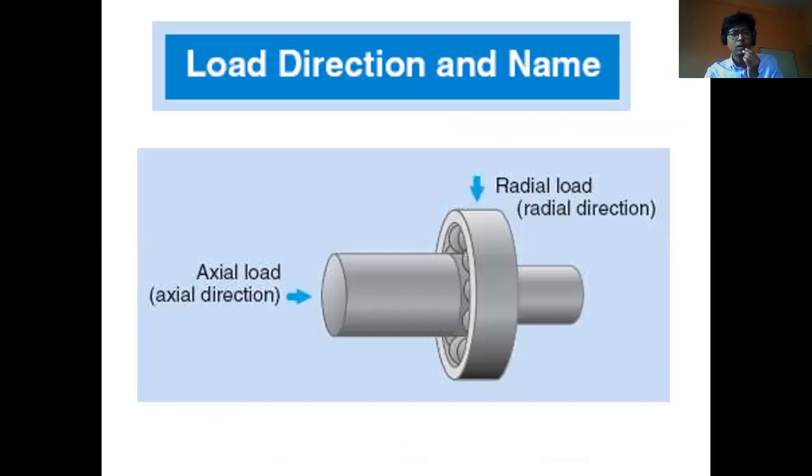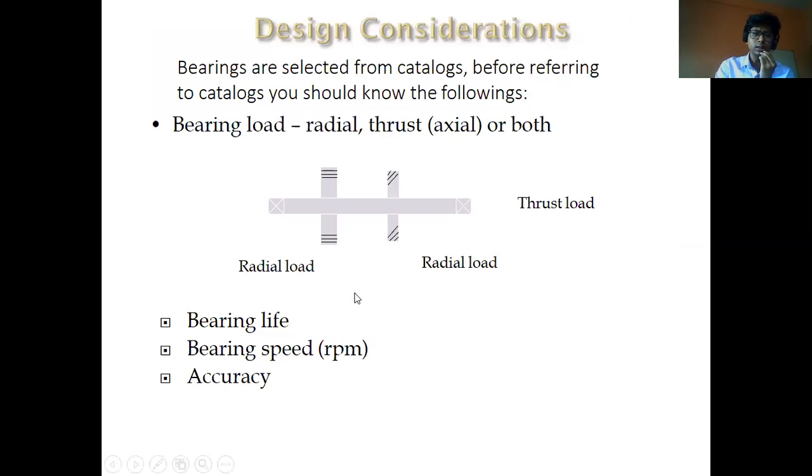Okay, now let's talk about load conditions. As I said, there are mainly two kinds of load applied over the bearing. One is the radial load, in the radial direction, which will support the total load, and the other is the axial load. In some cases axial load also acts, but mostly it bears radial load.